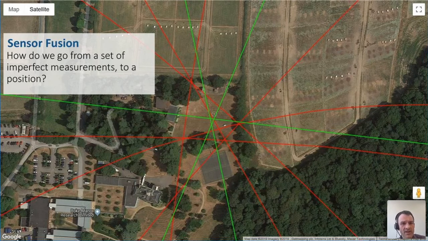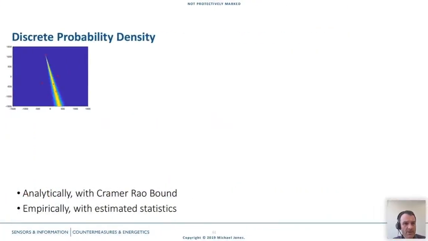This is where we need to start bringing in sensor fusion techniques. And I'm going to introduce something now called the discrete probability density. So we're going to go a little bit technical again, but all we're saying here is, rather than show a line of bearing, turn that from a single line into a probability density. So rather than saying it's along this line of bearing, and that's all it is, we're going to turn that whole picture into a probability density. So we can say it's most likely to be here.